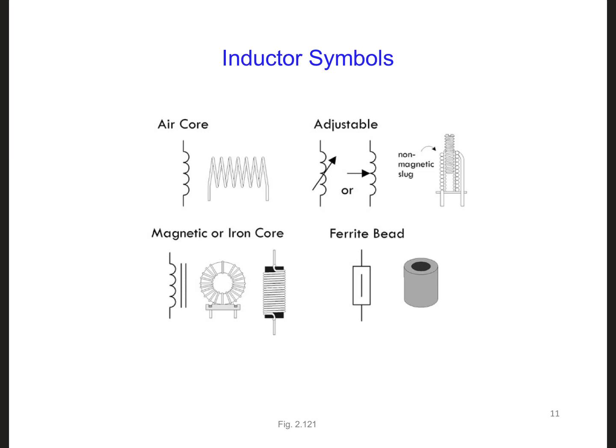And here are the kinds of symbols that you're going to see in our circuits. This one right here is the most common one that we've been drawing. You might also see it more like that. It's an air core, there's no material inside. This one, you can see that they've added a magnetic or iron core, and why do you think they would do that?